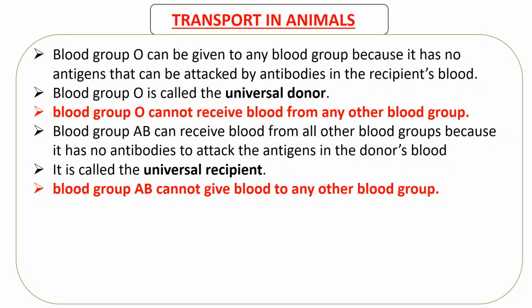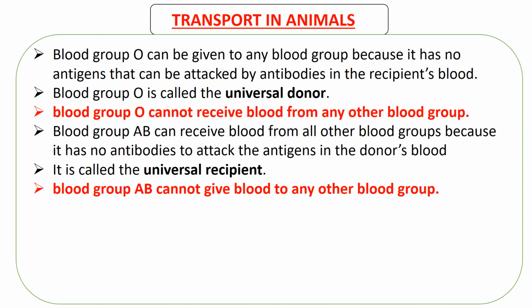Remember, a person who has blood group A has antigen A and antibody B. So that antibody B is going to attack the antigen B in blood group AB. Let me say that again. Blood group AB has both antigens, antigen A and antigen B.